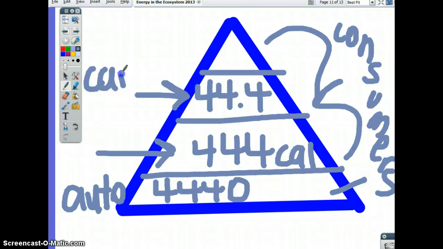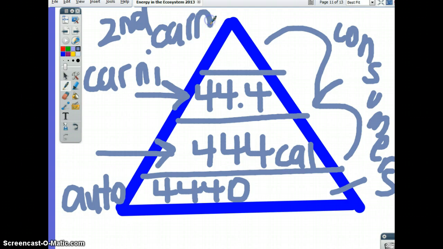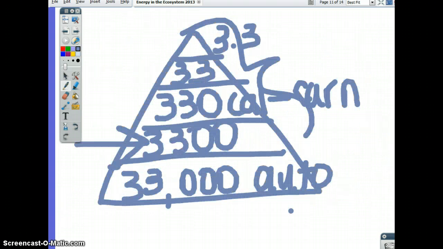What's my second level carnivore gonna get? 4.44. Okay? Who else can go on the bottom? We said autotrophs go on the bottom, and we know plants are autotrophs. Bacteria, not decomposers. Okay? Decomposers don't belong on the energy pyramid either, unless they're breaking down waste. So energy is really not even being transferred. Good.